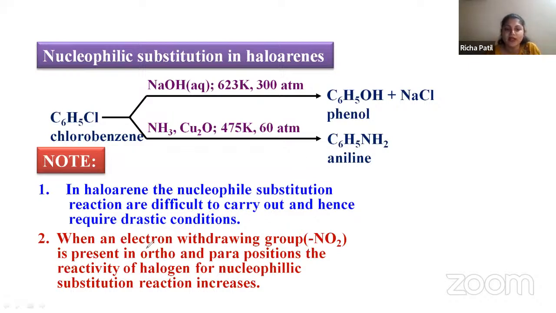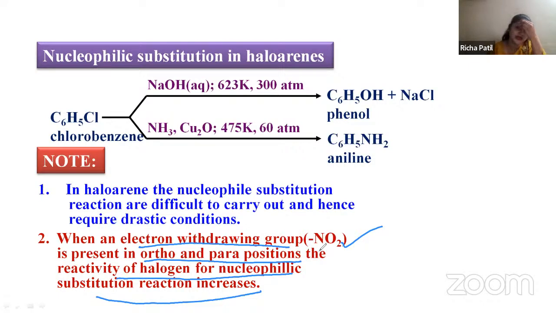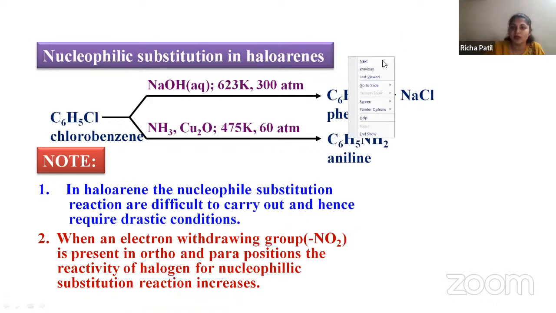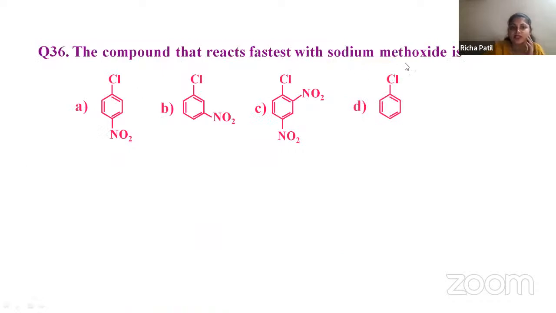Then the second point is what? Electron withdrawing groups like NO2, if present at the ortho-para position, increase the reactivity of halogens for nucleophilic substitution reactions. So remember this very important point. Whenever you have an electron withdrawing group, it will withdraw electrons towards itself. So if it is present at the ortho-para position, the reactivity of the halogen for nucleophilic substitution will increase. This is another point you have to keep in mind. So next, based on this, we'll solve some questions.